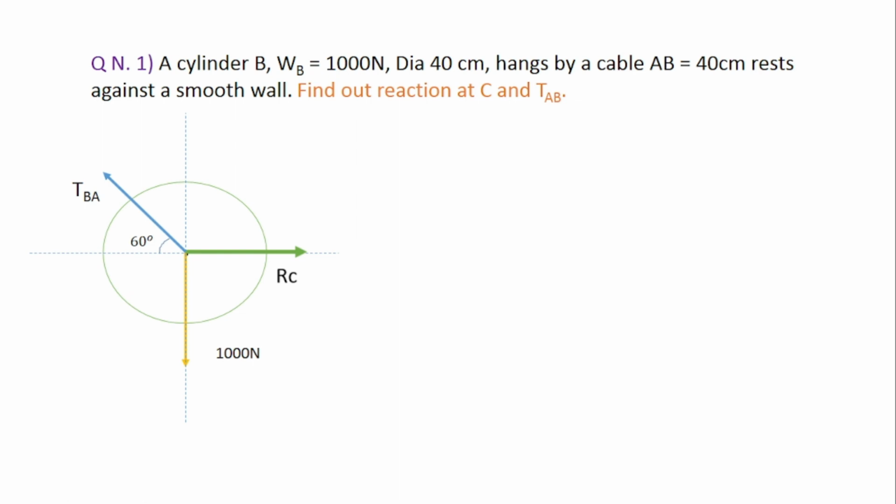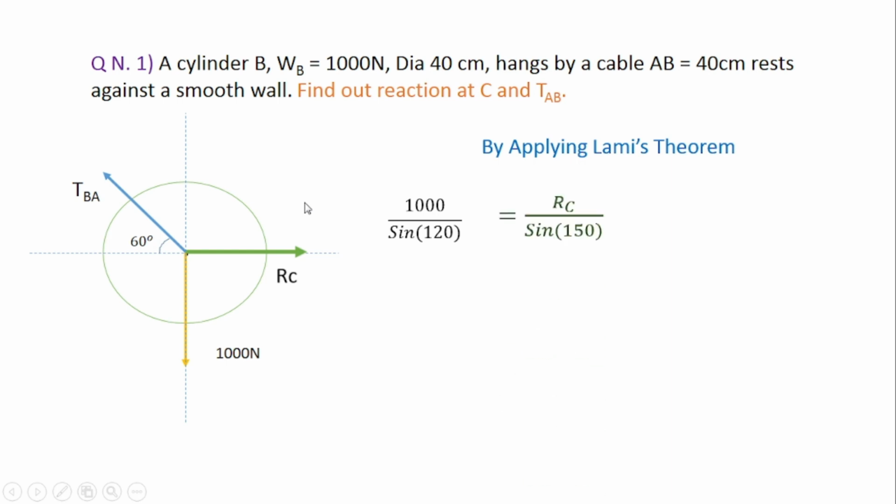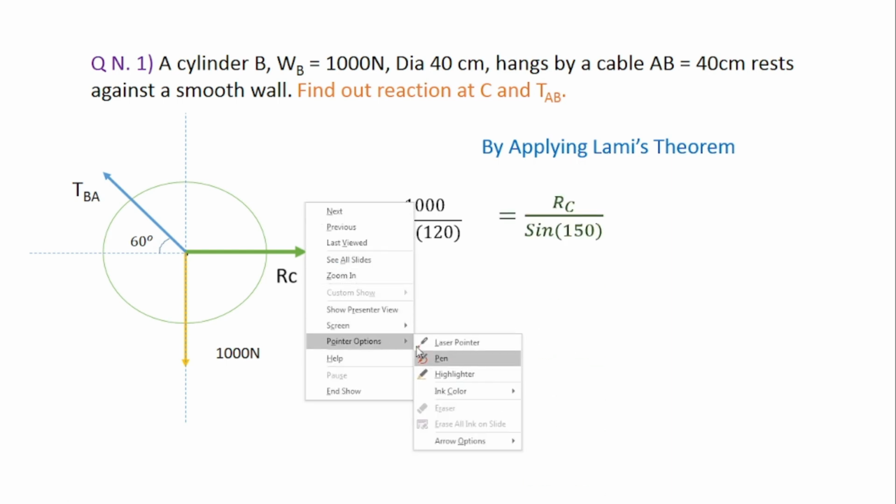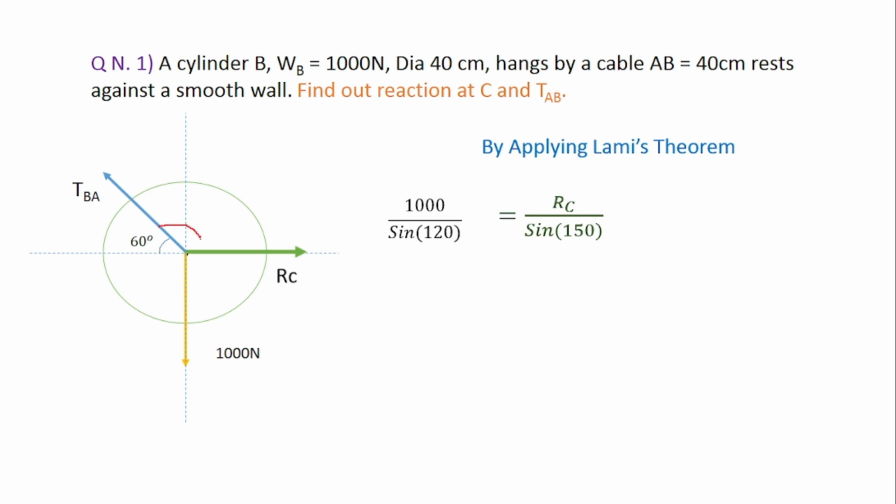Lami's theorem is applicable only for bodies in equilibrium, only for three forces, only for three concurrent forces, and only for forces pointing in the same direction. So we have satisfied all the conditions required to apply Lami's theorem. Now we can start by applying it. First start with the known force: 1000 divided by the angle between the remaining two forces, that is the angle between TBA and RC. So the total angle is 180 minus this angle 60, which will be 120.